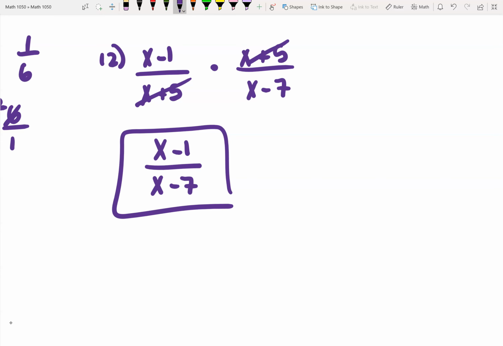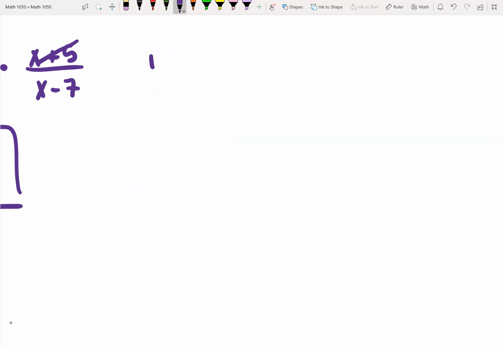Yes, honey? If they can cancel before you flip it, can you do that? No. No. You can only cancel when it's a multiplication. Yep. So always flip and then cancel. Good question, honey.